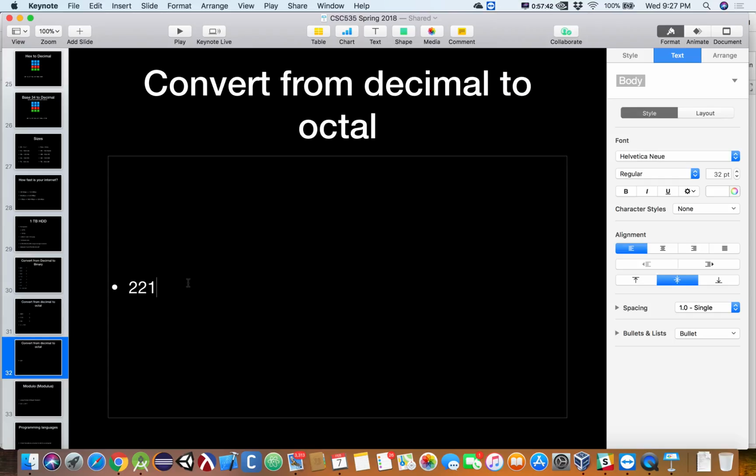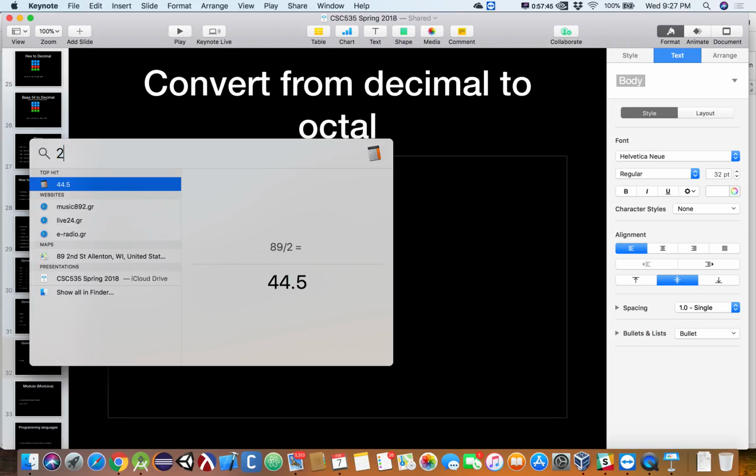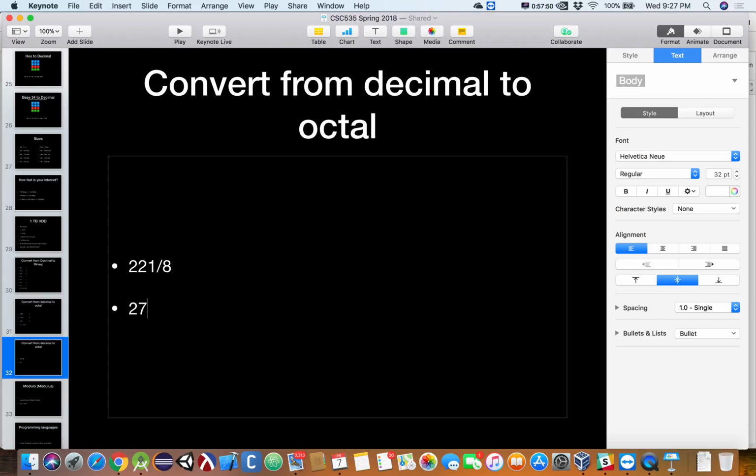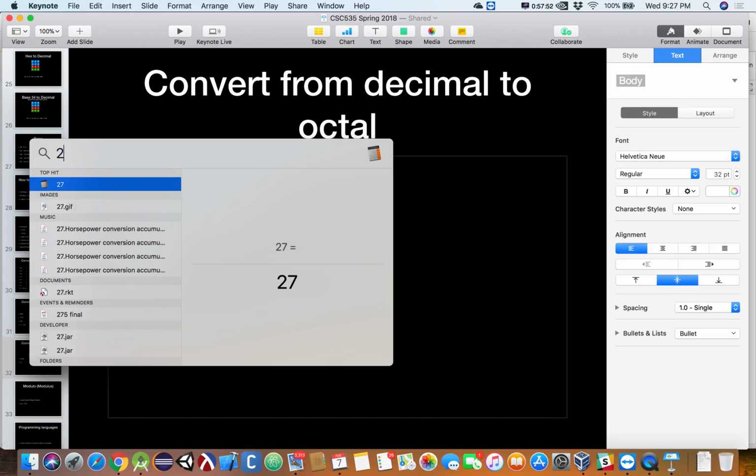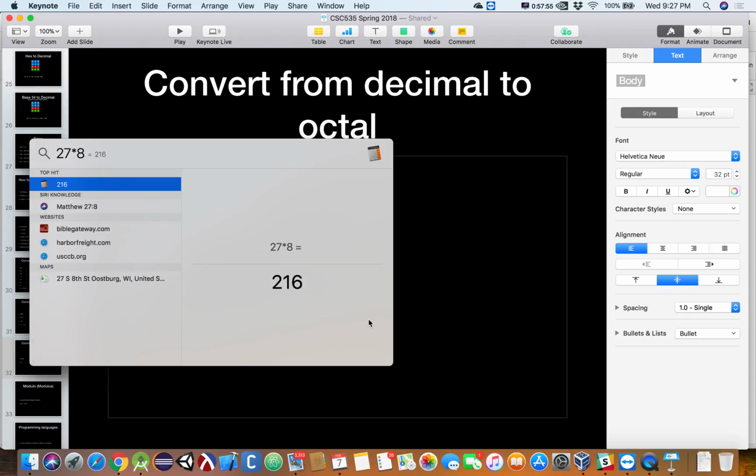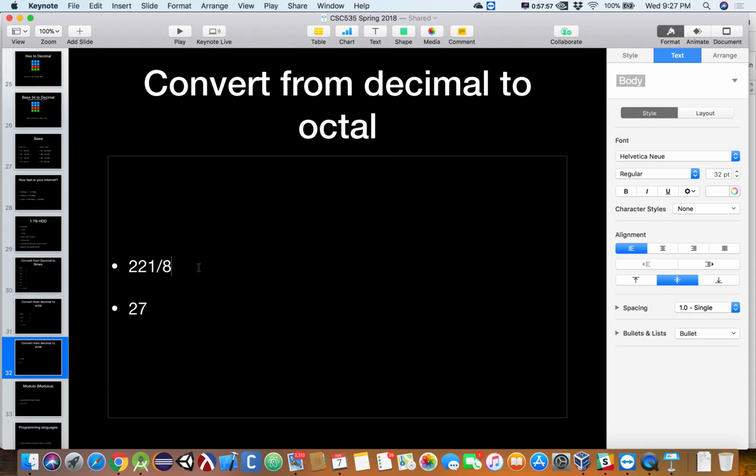So let's look at this. 221 divided by 8 is 27. 27 times 8 is 216. That's remainder 5. So 221 minus 216 is remainder 5. 27 divided by 8 is 4. 4 times 8 is 24, remainder 3. 4 divided by 8, 8 goes into 4 0 times. 0 times 8 is 0 with remainder 4.